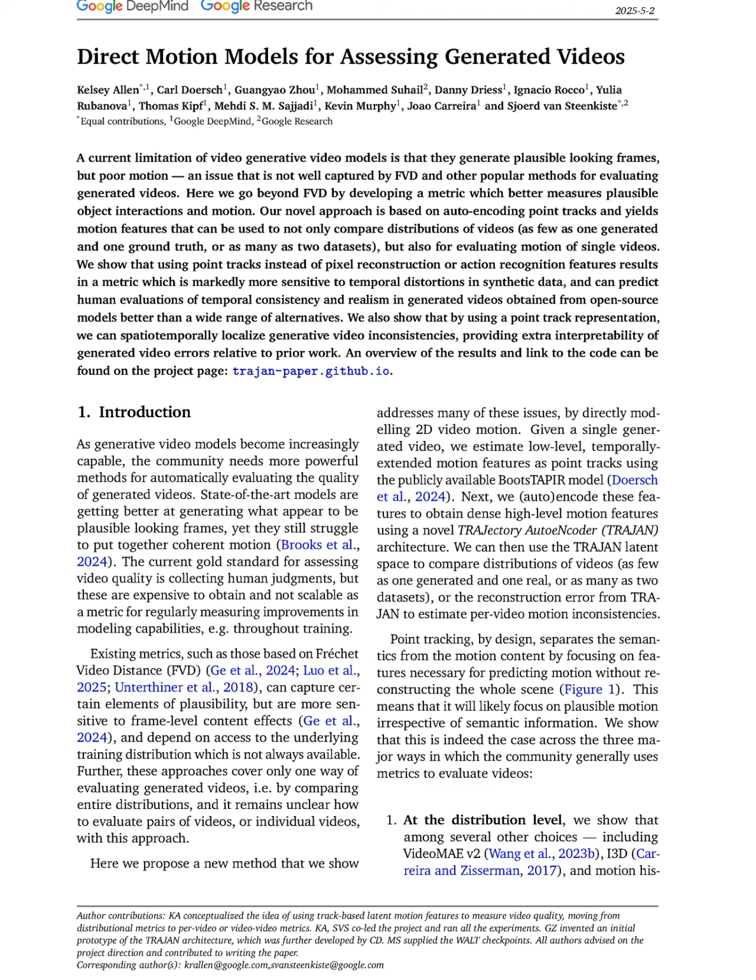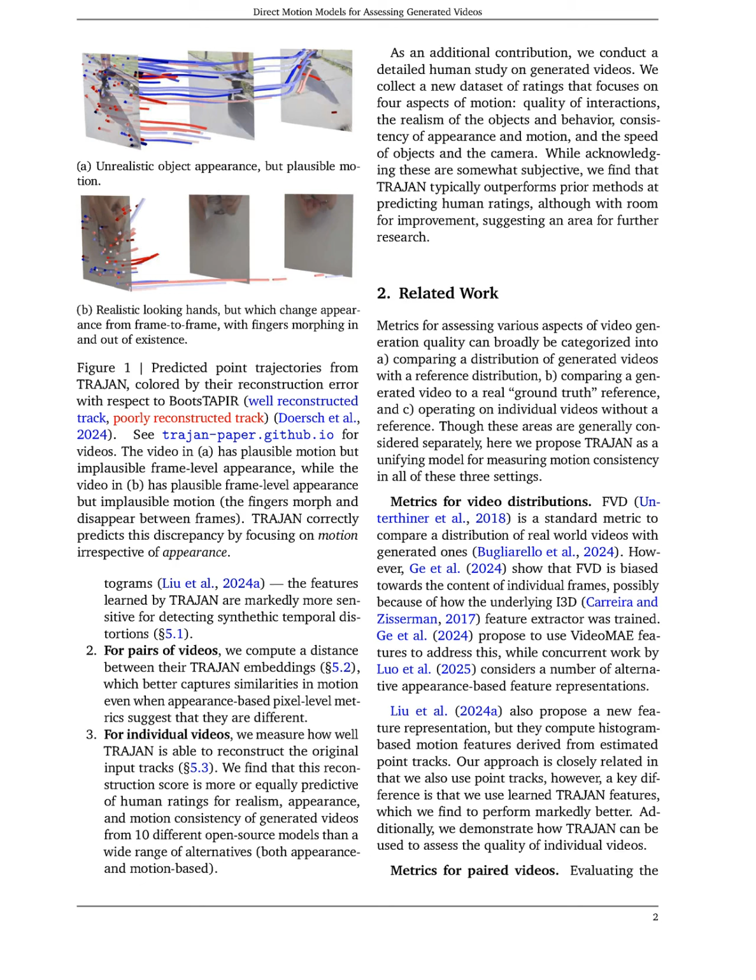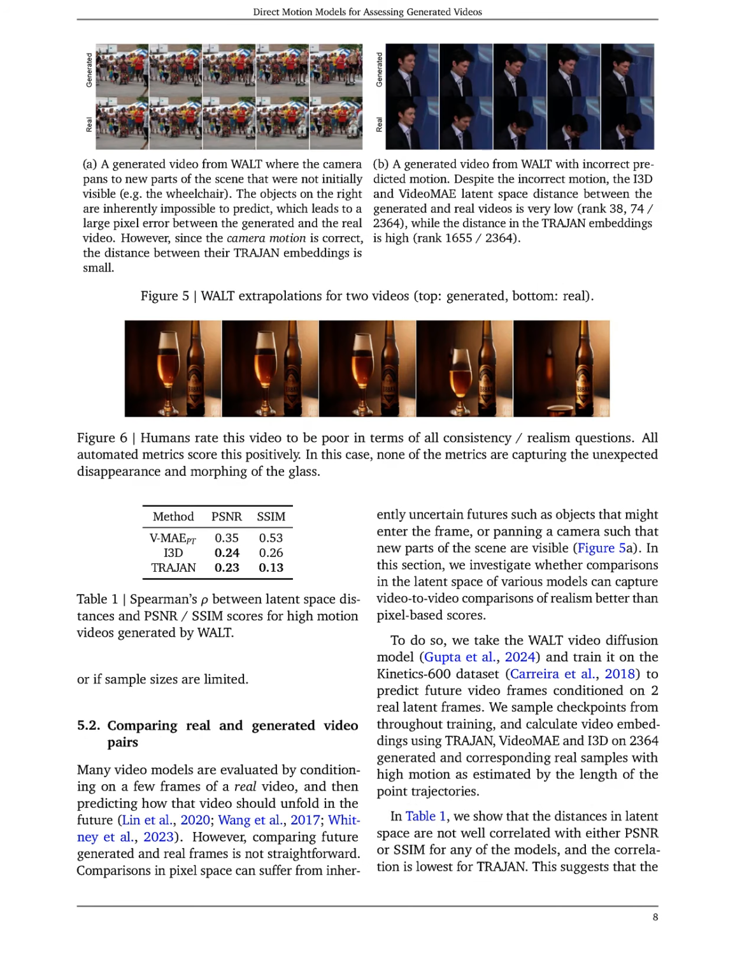To compare the motion features of a generated video with a real video using Trajan, the process involves several key steps. First, Trajan utilizes the Bootstrapper model to extract low-level point tracks from both the generated and real videos, capturing the motion information. Next, these point tracks are encoded into a high-level latent representation using the Trajan architecture, which focuses on the motion rather than the appearance of the videos. Once the latent representations are obtained, Trajan computes the distance between the embeddings of the two videos, allowing for a direct comparison of their motion features.